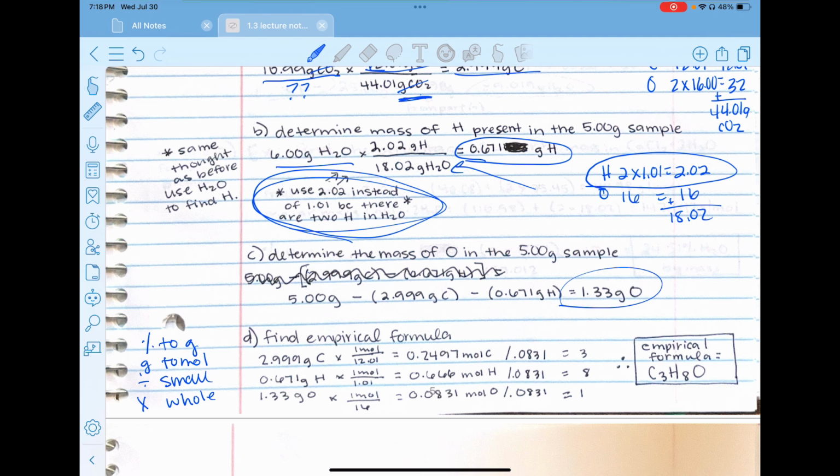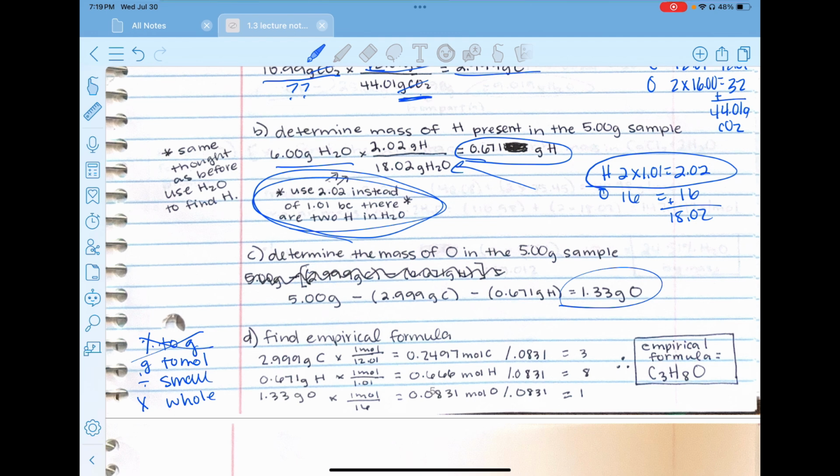Right. So lucky us, parts A, B, and C, we already found the grams of all these things. So we're skipping step 1 because we don't have percentages. We already have grams. Right, so we're going to take each of those grams we found and we're going to change them to moles.